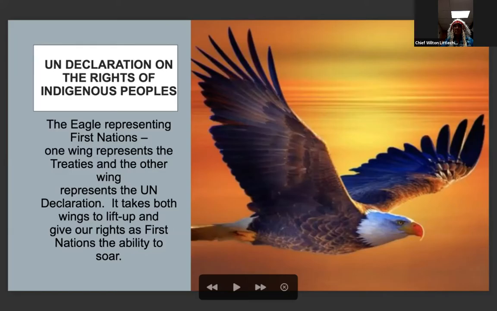I usually use this visual of an eagle flying, where we say that our rights, our treaty rights in my case, are on one wing, and the UN Declaration is on the other wing. And it takes both wings working together for the eagle to fly. In other words, for our rights to have the ability to soar.